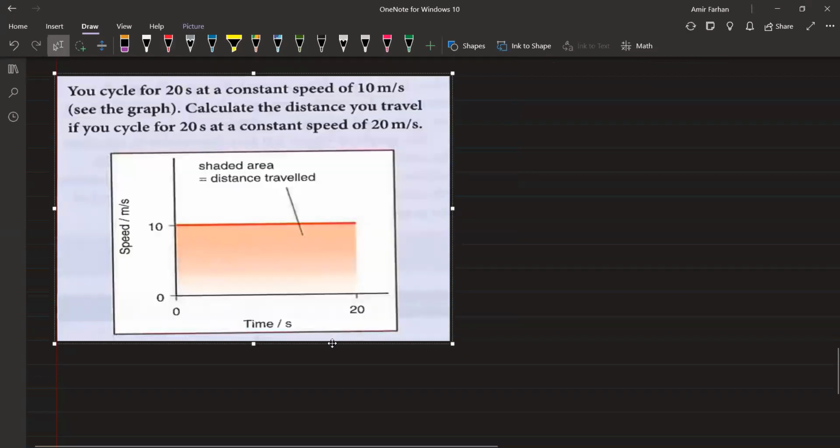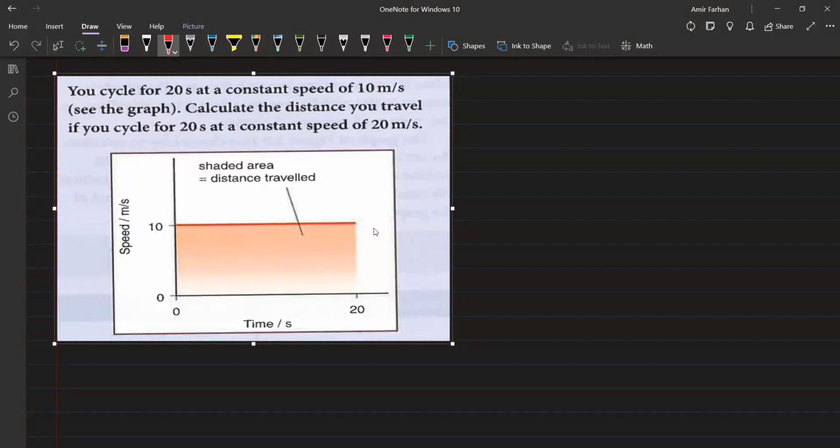So, as we can see, the question is saying that you cycle for 20 seconds at a constant speed of 10 meter per second. So speed is 10 meter per second that is given, and calculate the distance travelled if you cycle for 20 seconds at a constant speed. Okay, there you go.